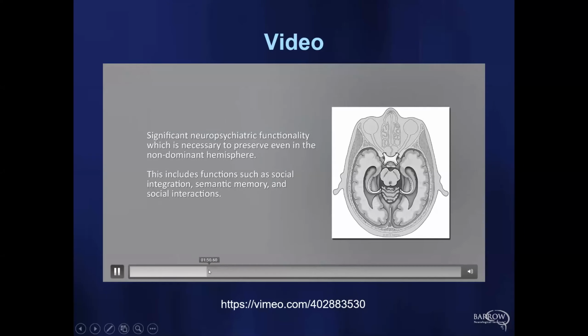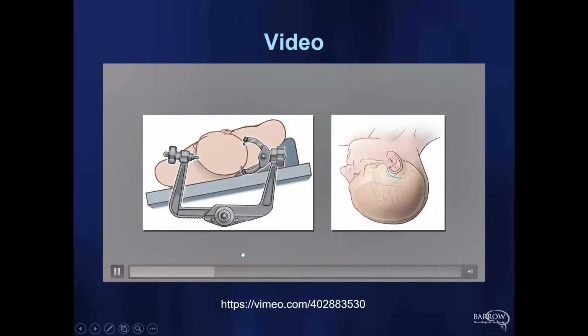So the reason to use this, even on the right side, has been questioned, about preserving function, but even the right temporal lobe, we've developed our neocortex for a reason, for social integration, for all kinds of things. I think either side is necessary. This is important, the video showing the positioning of the patient.